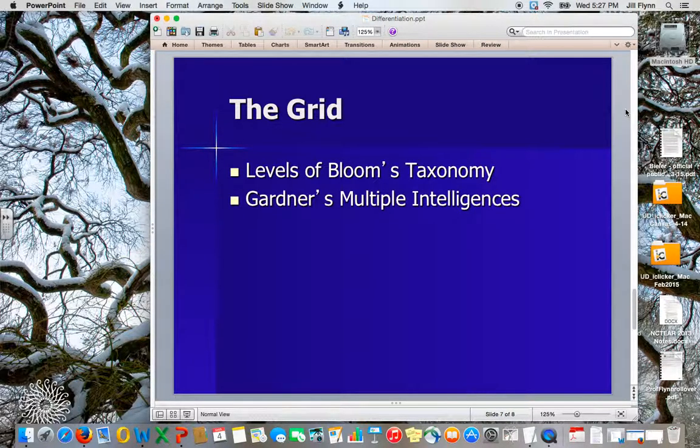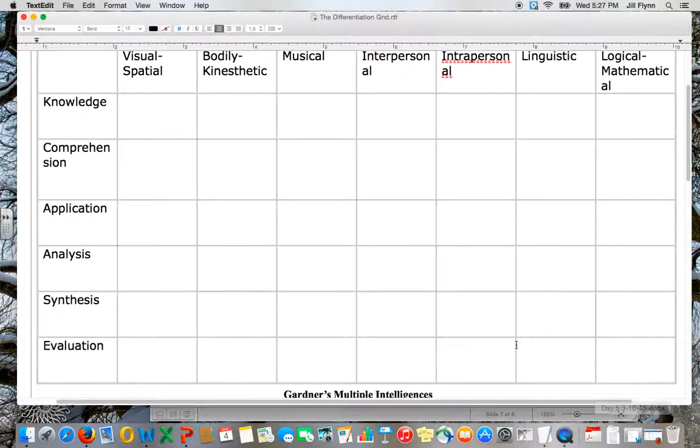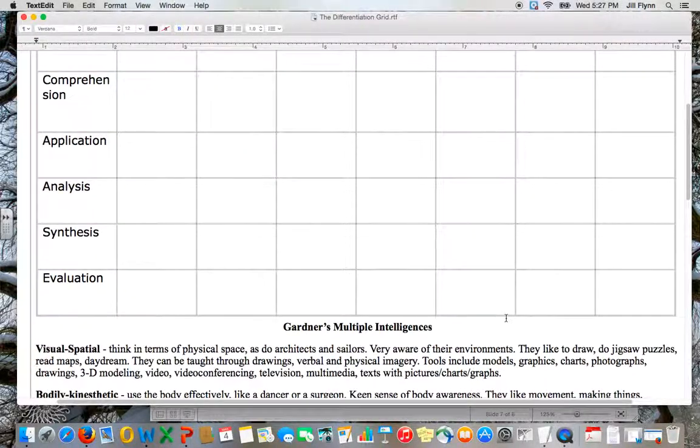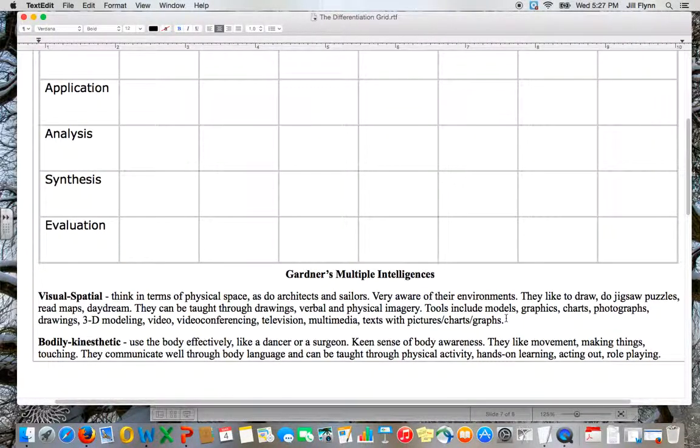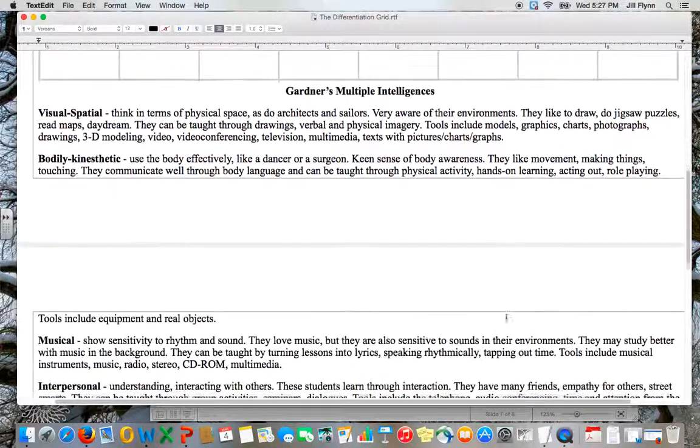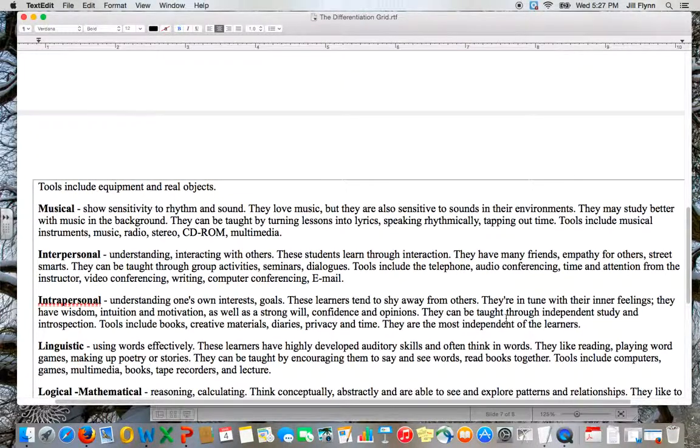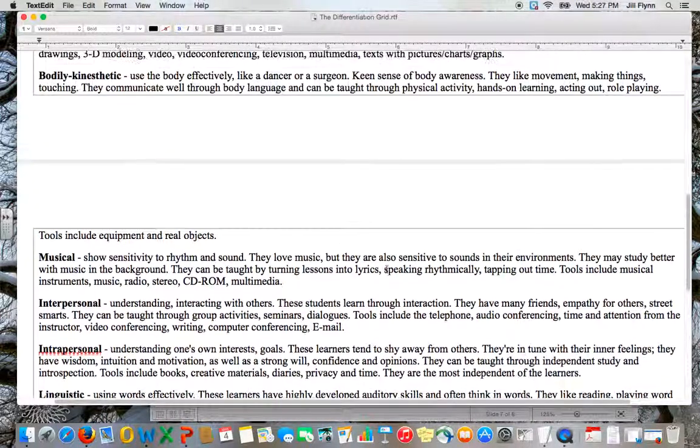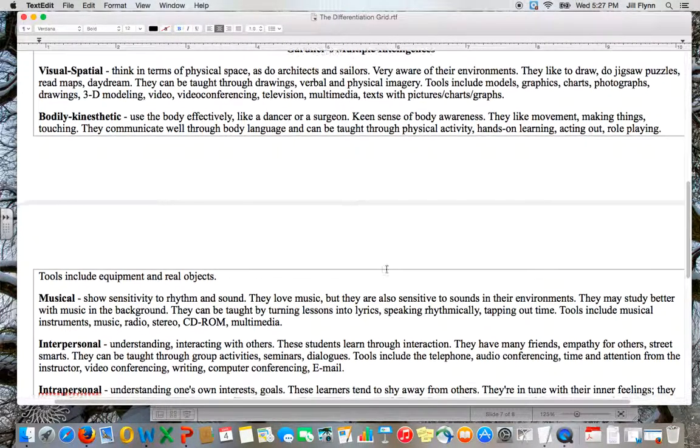So I showed you this grid in the fall with the levels of Bloom's taxonomy and multiple intelligences, and I think that we talked about how there's been some controversy over multiple intelligences, and folks are saying we don't really just fall into one and it's not scientifically proven. But I think if you read over the descriptors, you'll probably recognize yourself. You'll probably recognize some of the learners that you have in your classroom. And I think it's true that we don't just necessarily fall into one or the other, but I know that when I read these, there are some that I identify with more than others.